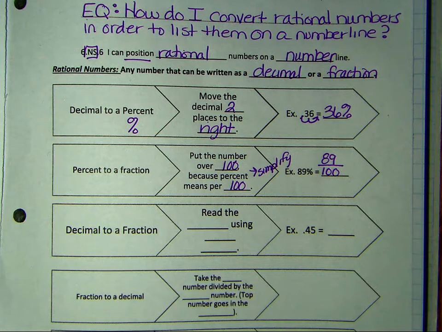Now you might say, well, Miss Engel, what do I do if I had 89.5%? Well, you would put 89.5 over 100. You can do that.